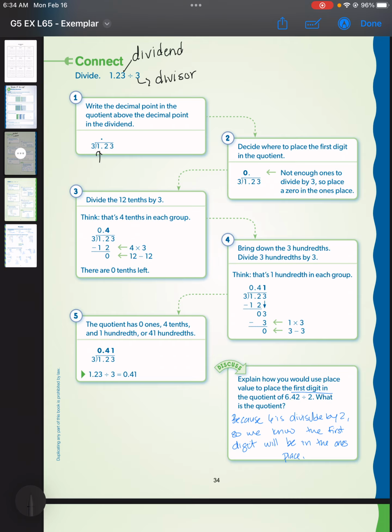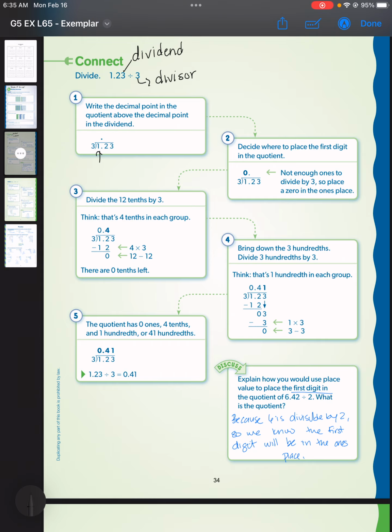And so if I look at this number, I have to ask myself, are there enough ones to divide by 3? And if the answer is no, that means a 0 goes in the ones place. And so now I'm moving into the 10ths place. And I'm thinking to myself, how many 3s go into 12? And that answer is 4.